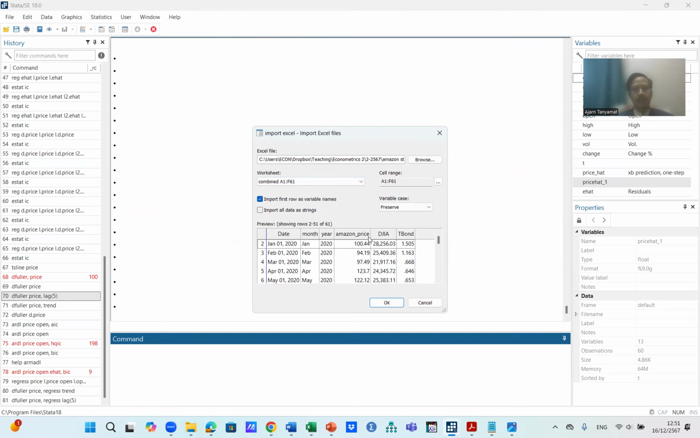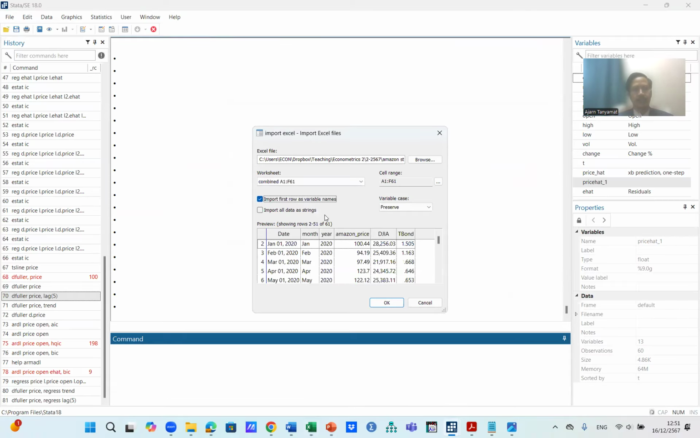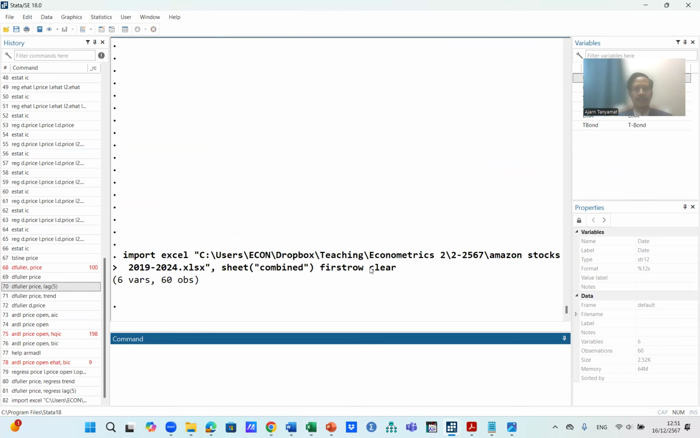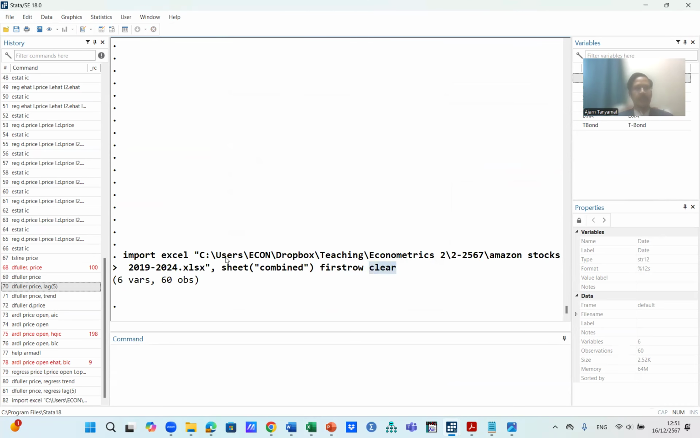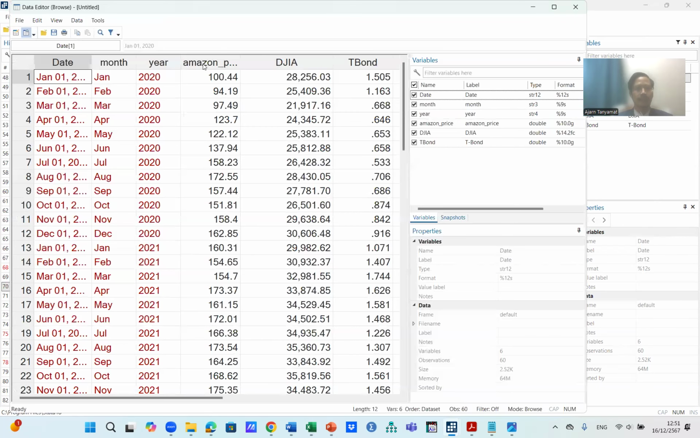Okay. So this is what I have. So it looks just like my Excel file, right? Just instead a screen. I'm going to go OK. You want to continue to lose unsaved data? Yes. So this is the option clear here. Okay. So I have this data. Let's take a look. Go to data editor, browse. There it is. Amazon, DJIA, T-bond.